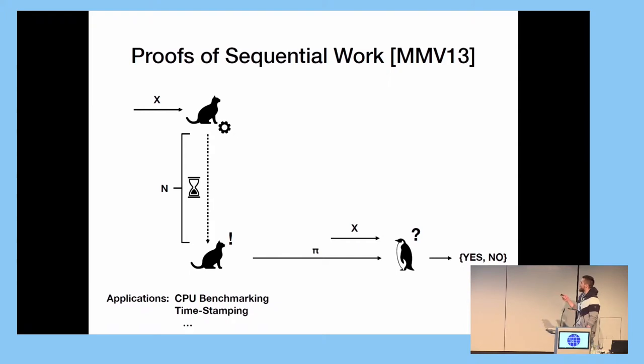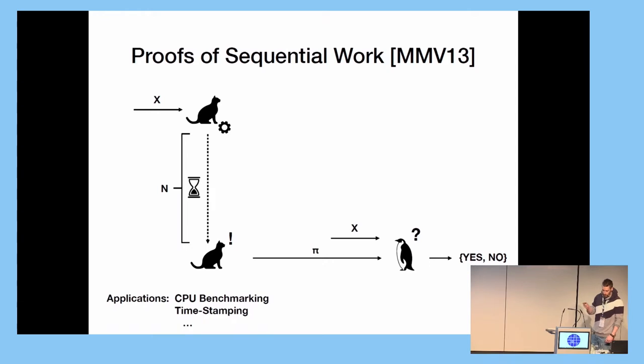So the idea is that the prover receives an input as statement, then it does some work. The work takes approximately time n, and then the prover is able to compute a small proof, which we call pi, such that the verifier, given the statement x and the proof pi, is able to say yes or no, in the sense that he accepts or rejects the proof. And this is a very, very natural primitive to have, and there are many applications.